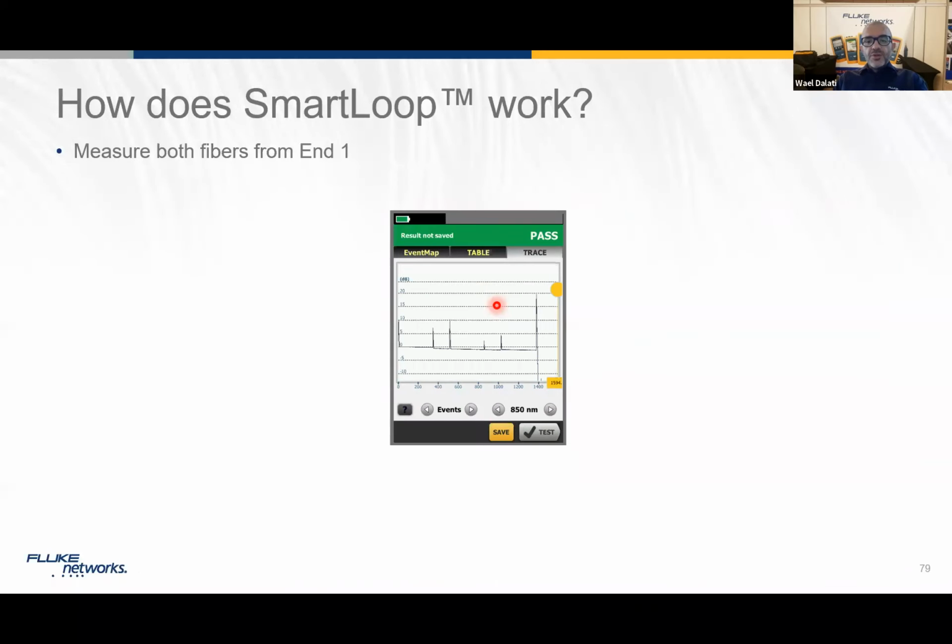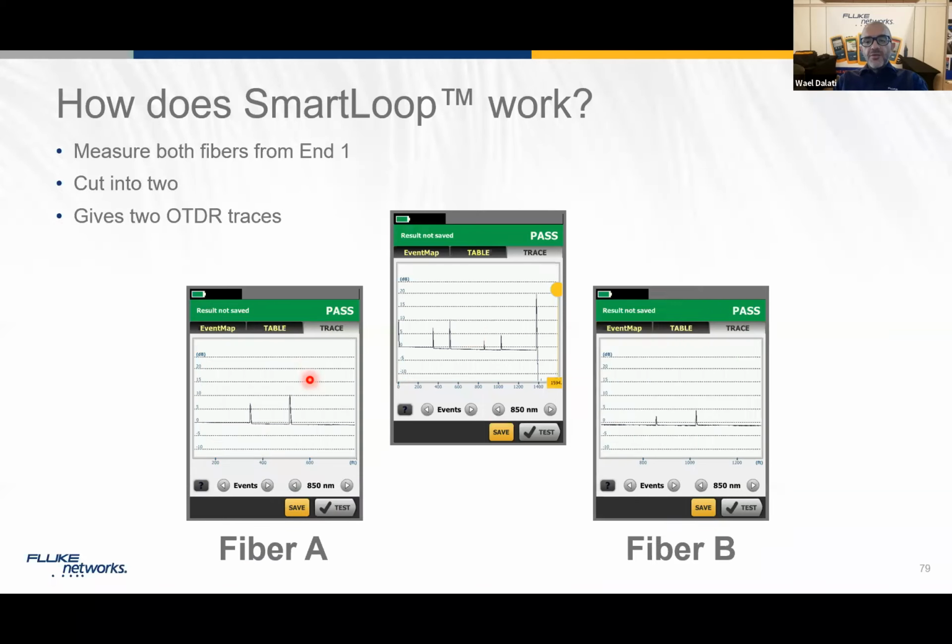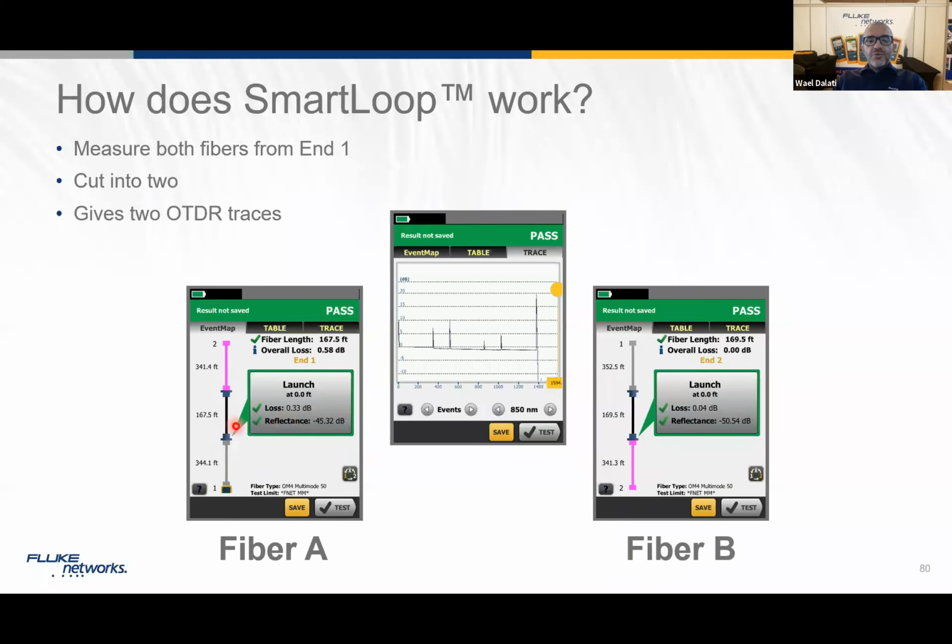So the OTDR will take that result that comes in and start slicing it into two fibers. So fiber A, fiber B. So that's from one direction. And then start taking that fiber into a more graphical user interface on the event map. And we see now that my fiber is 165, 167 feet. And that's the loss. And you can see here, 3 tabs: 1, 2, and average.